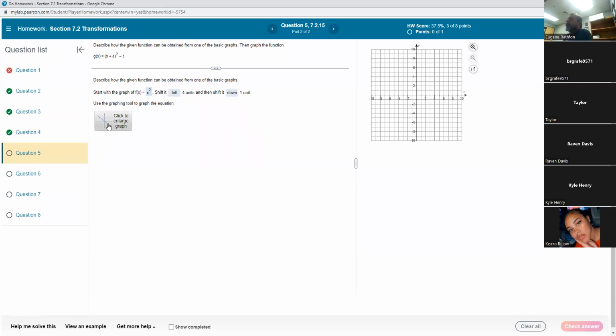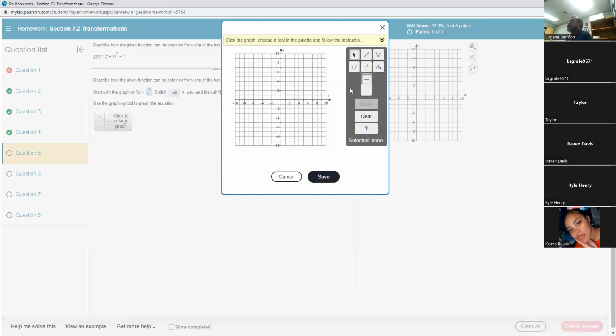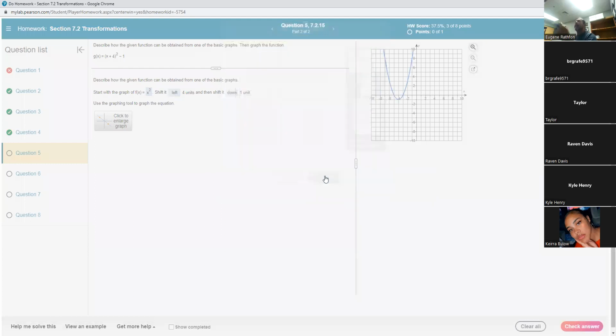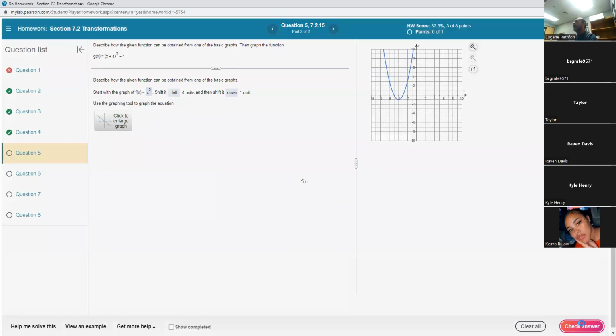Now, when you do your transformations, we will start with the x squared graph. Click on the graph anywhere. Y'all said what? Left 4 units. So horizontal goes to -4. So it moved it left 4. And y'all said down 1. So vertical, we would move to -1. So it moved it down. Save that, and go to your next question.